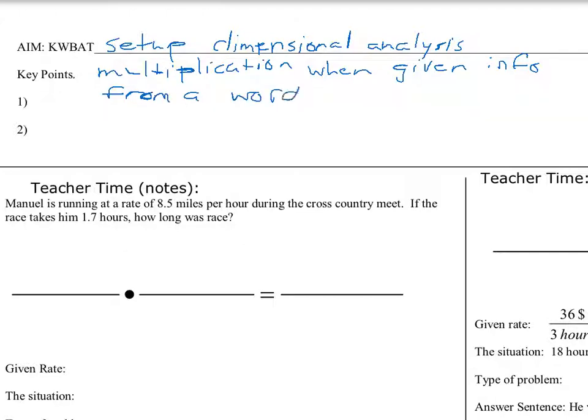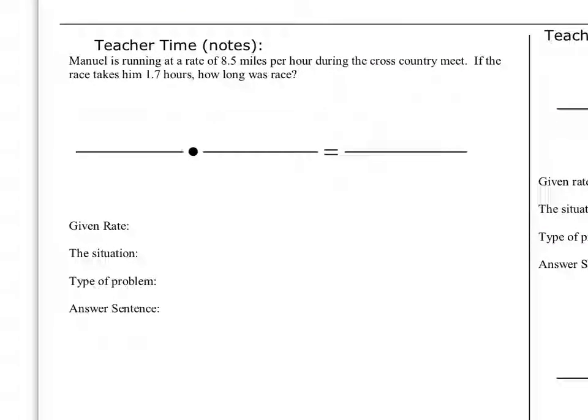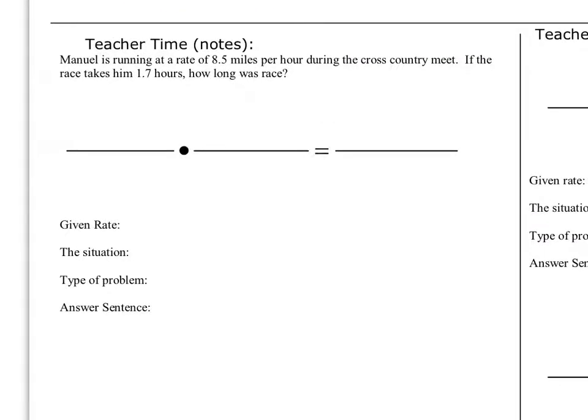So today, in the first example, we're going to pull the information out of the word problem just so you can see what it looks like when we're doing the whole thing. But for the rest of our problems today, we're already going to be given all of the information out of the word problem. It's all going to be nice and set up for you. You just have to figure out how to set it up into the dimensional analysis.